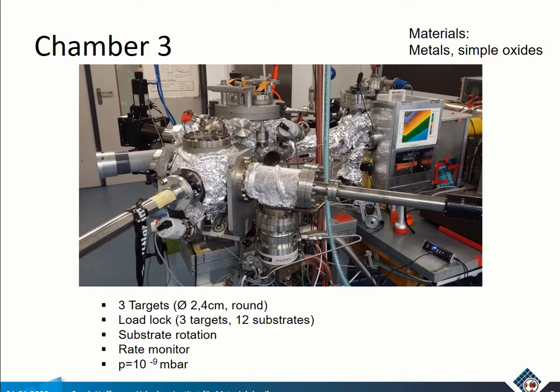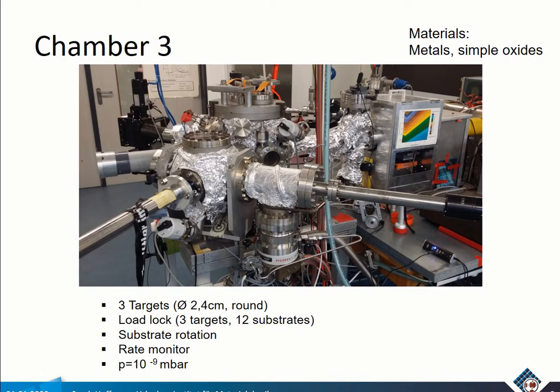The last of the chambers that are currently installed, chamber 3, there we have the best background pressure. On good days, I would say, we can reach 10 to the minus 4 millibar before the deposition procedure. Yeah, we are quite proud of that. And here we have 3 targets in parallel in the deposition chamber, and the substrates are again round, 2.5 centimeters roughly in diameter. And we have a load lock.